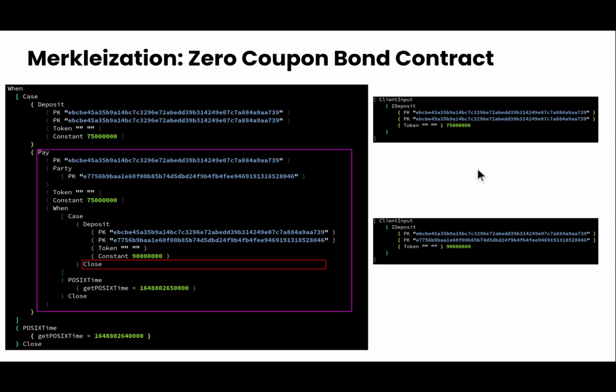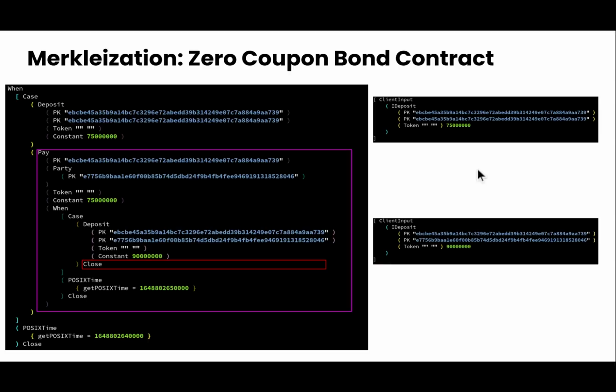The example contract is as follows. The lender has to deposit 75 ADA into the contract up to a specified time. With the deposit, the contract reduces to the first pay contract, which does the payment of the 75 ADA from the lender to the borrower. When, at a later time, the borrower deposits back the 90 ADA, which is the 75 ADA plus 15 ADA interest, the contract reduces to the close contract.